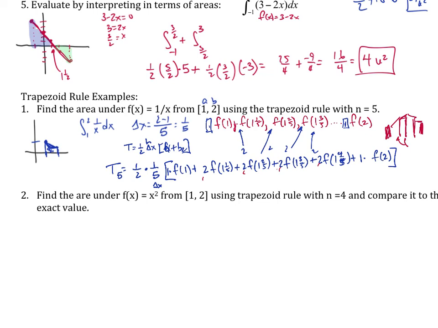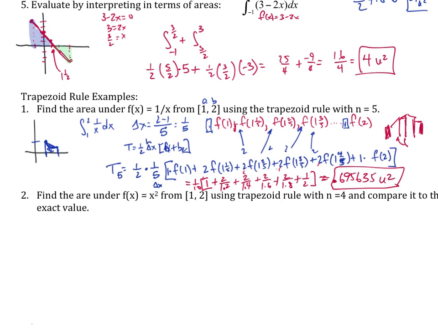Okay, so cleaning this up, I'll get 1/10, and then I will tell you what these values come out to be just to make this a little bit easier. This first one is 1 plus 2 over 1.2 plus 2 over 1.4 plus 2 over 1.6 plus 2 over 1.8, and the last one will be 1/2. And you get a final approximation of 0.695635 square units. Whew. All right.